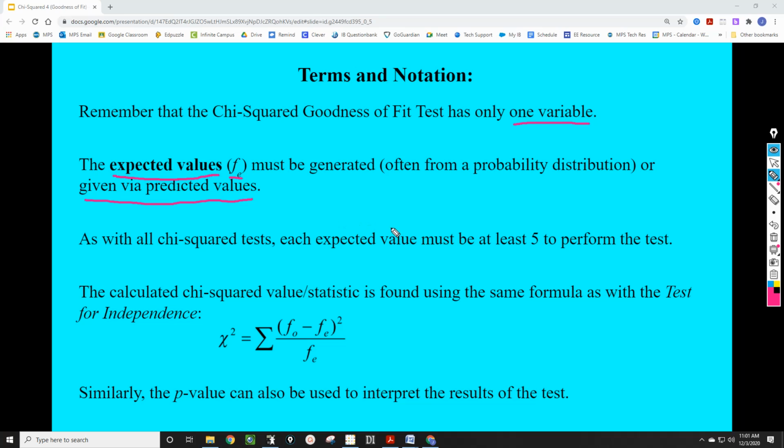As with all chi-squared tests, each expected value must be at least 5 in order to perform the test. So whether we're doing the chi-squared test for independence or the goodness of fit test, we need to make sure that any expected values involved in the process are at least 5. And if they're not at least 5, then it wouldn't be a valid test. The calculated chi-squared value, or the chi-squared statistic, is still found using the same formula that we used for the test for independence. Similarly, we can use the p-value test to get our results from the chi-squared goodness of fit as well.